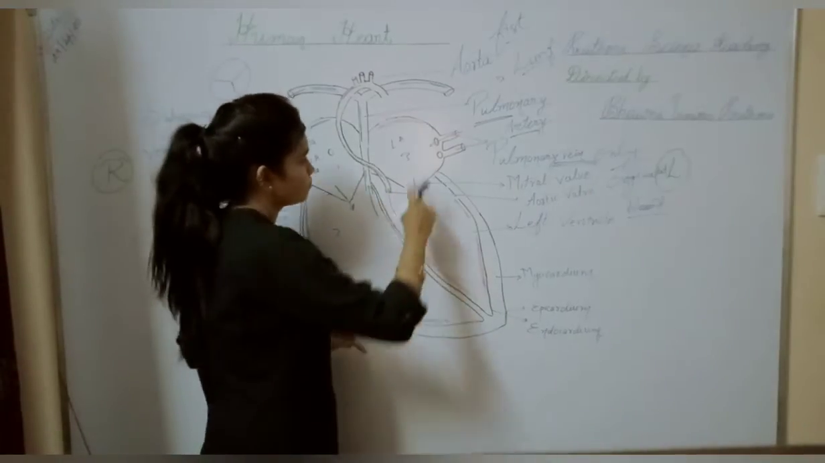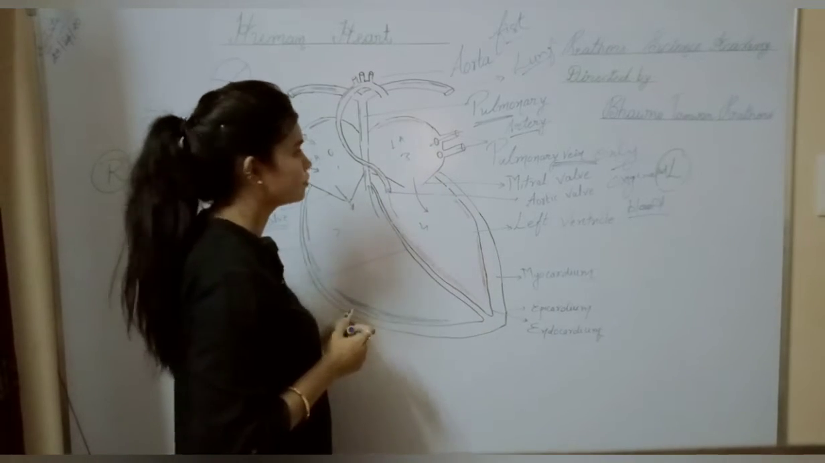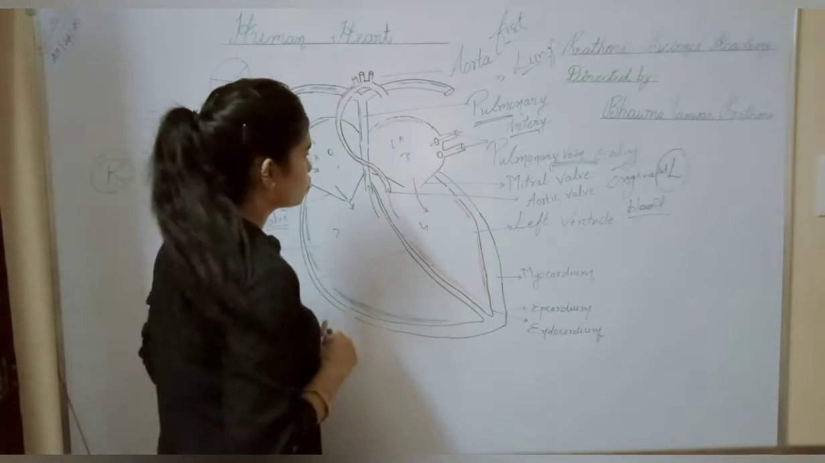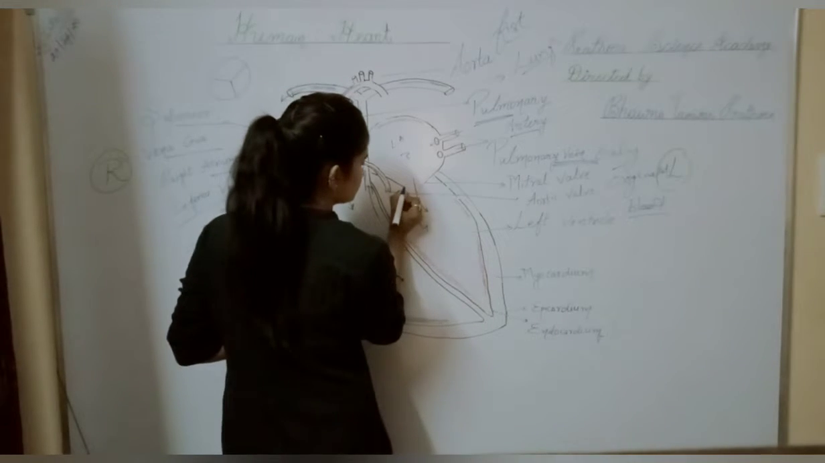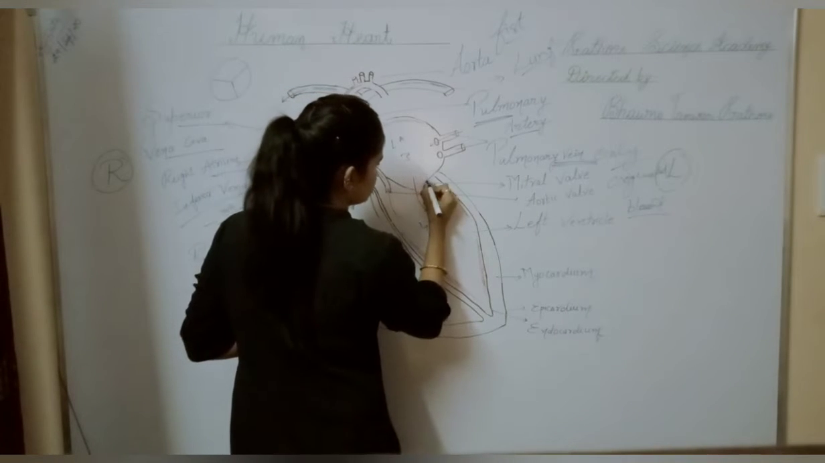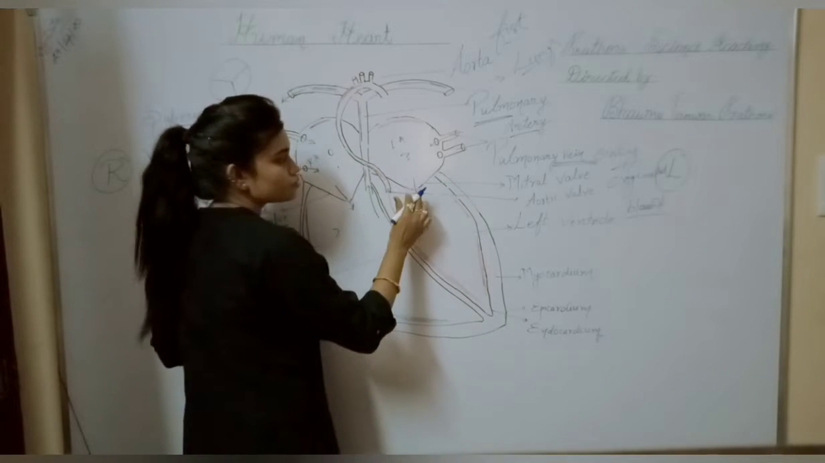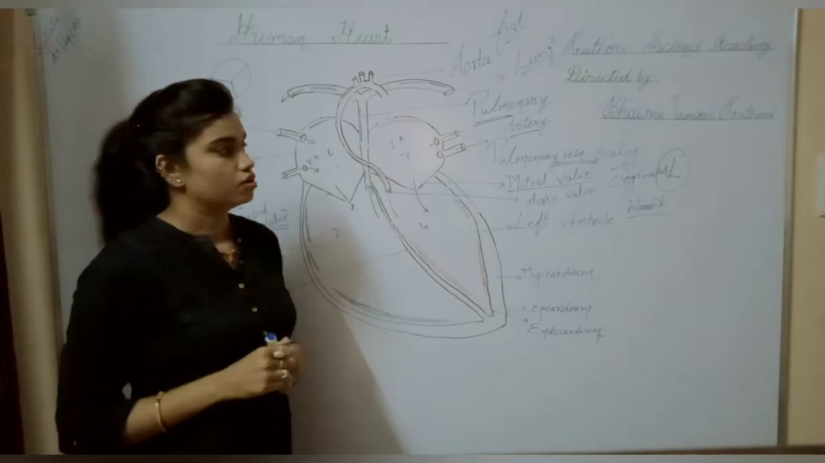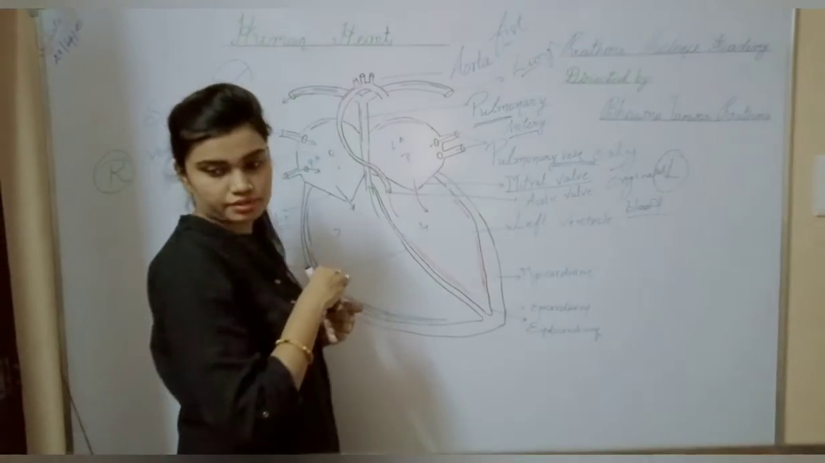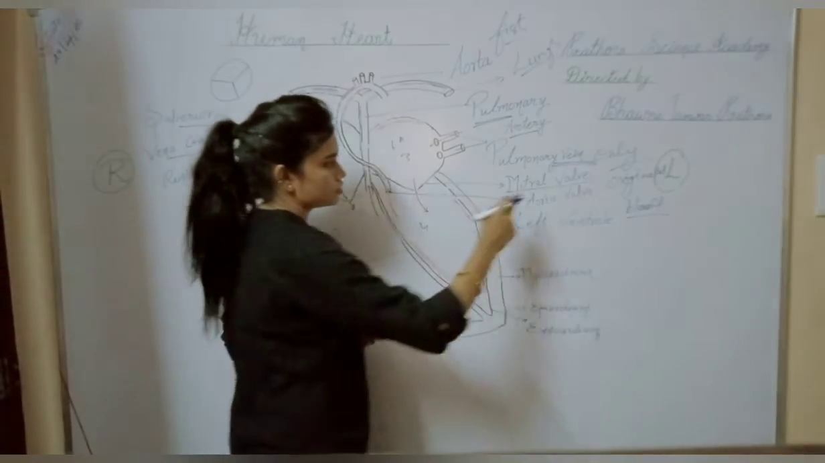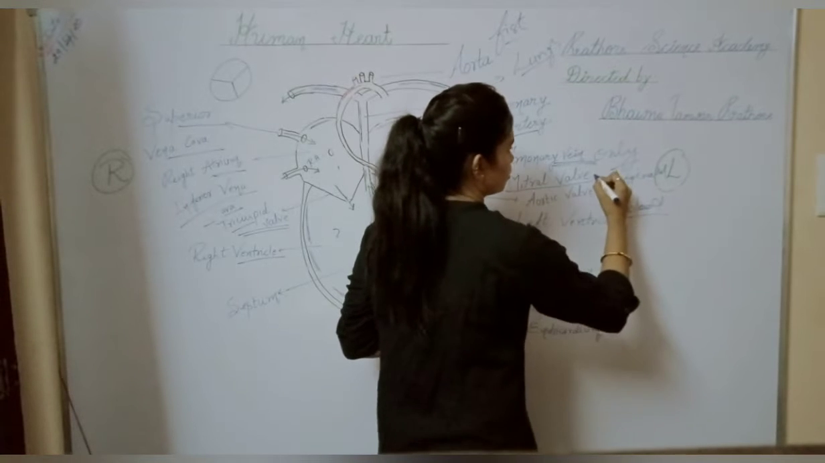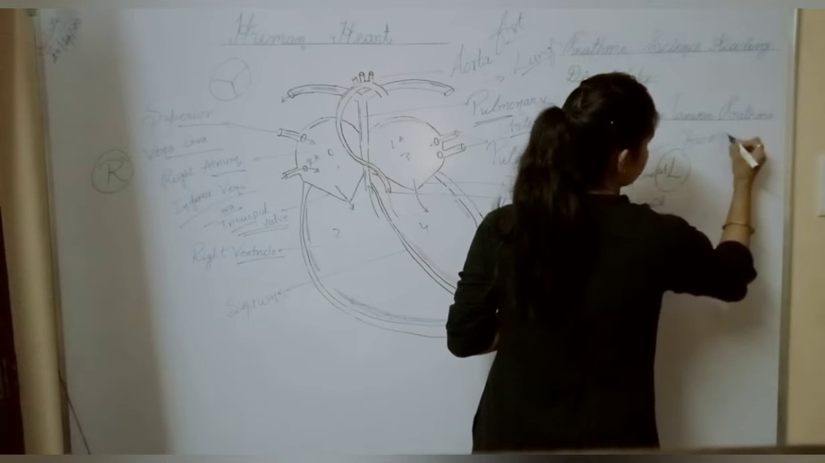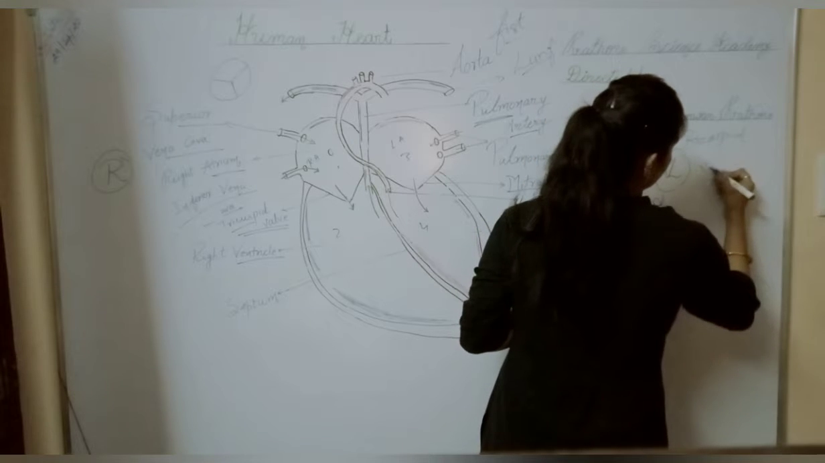Now see, this left atrium also has some walls, right? These walls are known as the mitral wall. What are these? The mitral wall. Okay, so these mitral walls are also known as the bicuspid wall.